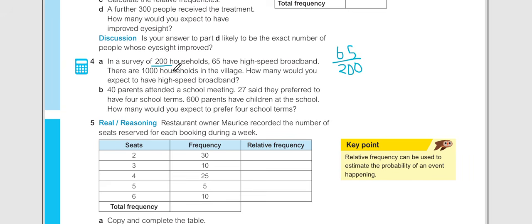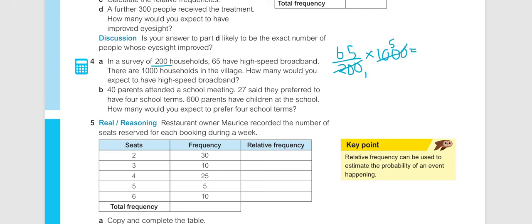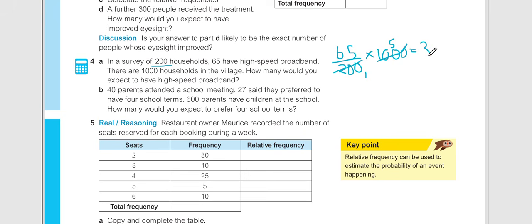Now if there are 1000 households in a village, you have to multiply this by 1000, right? So here you have 5 200s, here you have 1. 65 times 5 equals, yes, the answer is 325. This is A.